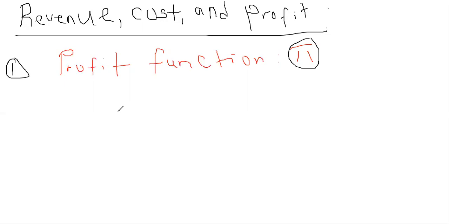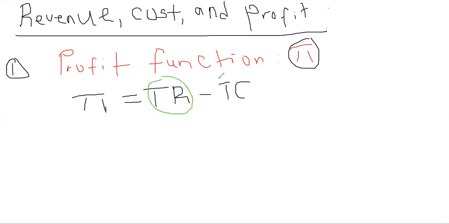The next thing we need to know is how we calculate this profit. Profit is the total revenue, which we represent in this course as TR, minus the total cost. So if you want to find a profit function, obviously you need to know your total revenue function and your total cost function as well. Because we need them, we will spend some time trying to calculate total revenue and total cost.